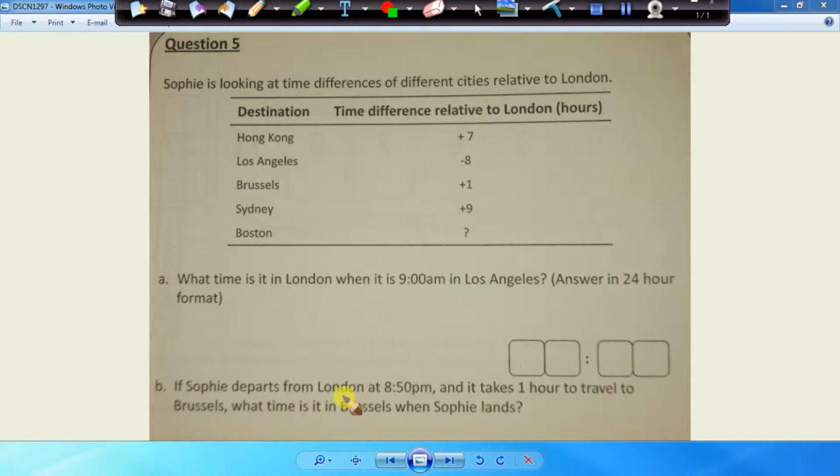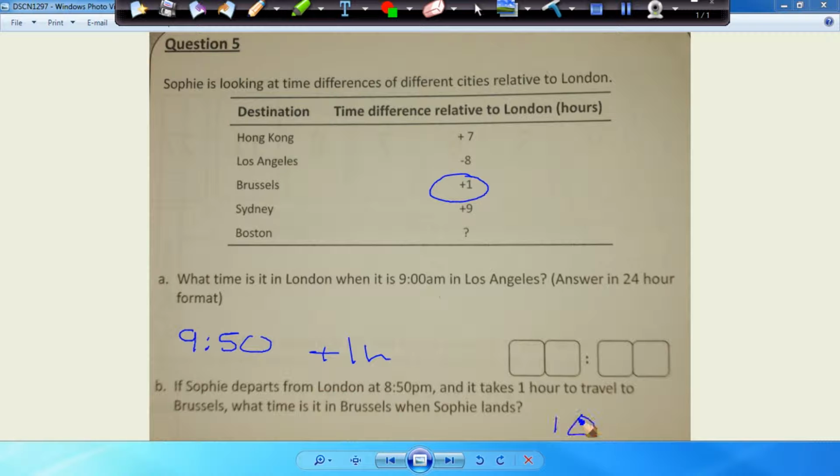Okay, part B. If Sophie departs from London at 8:50 p.m. and takes 1 hour to travel to Brussels, what time is it in Brussels when Sophie lands? So 8:50 she leaves London. It takes her 1 hour to travel to Brussels. London time would be what time? 9:50. And Brussels is 1 hour ahead. So 9:50 add another 1 hour onto it will give us an answer of 10:50.